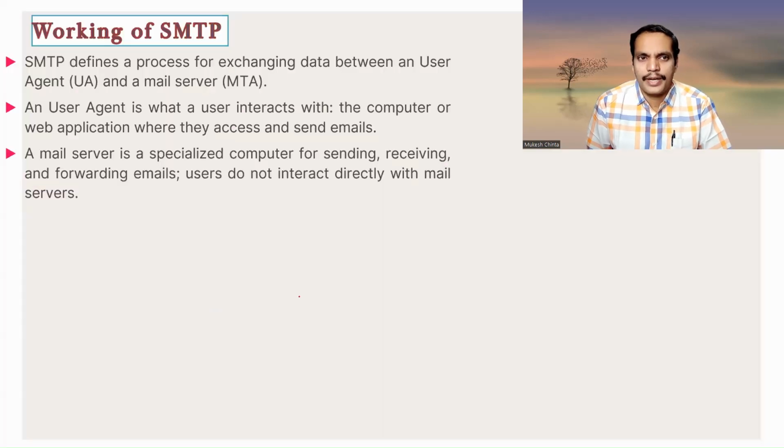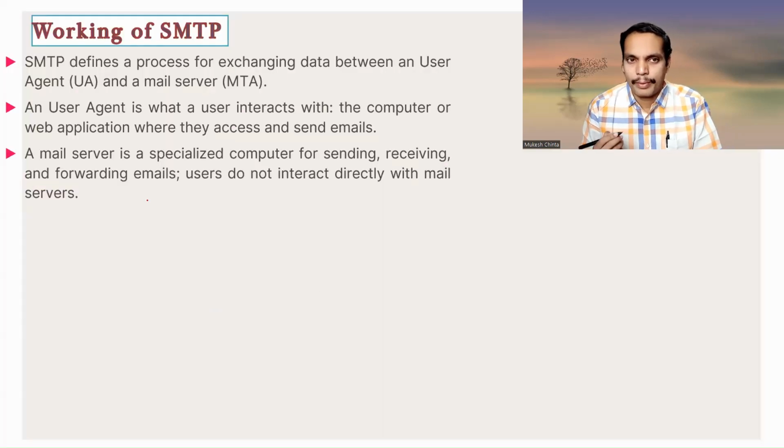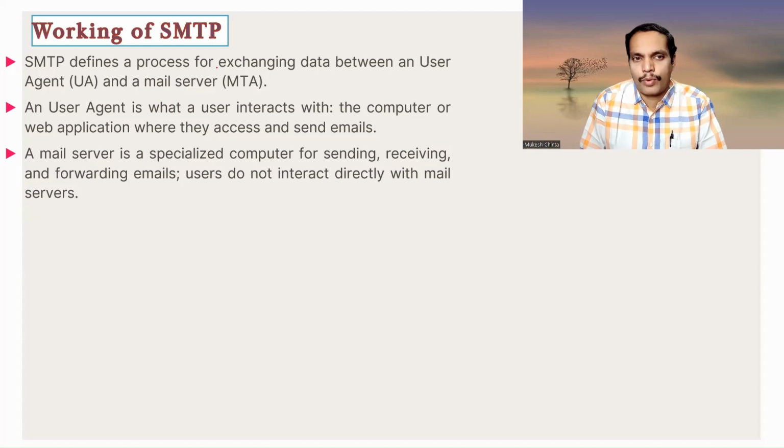Let us see how this is done. So how does SMTP work? SMTP defines a process for exchanging data between a user agent and a mail server, or as I told you earlier, a message transfer agent, and in some cases we call it a mail server also. There's no big difference between these two words. We can use them interchangeably.